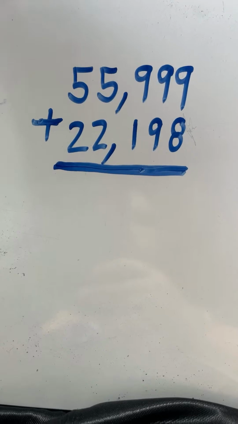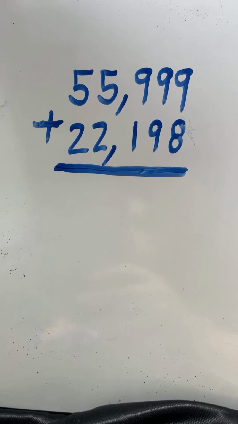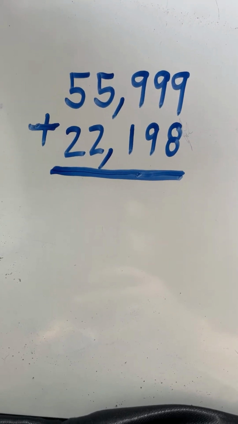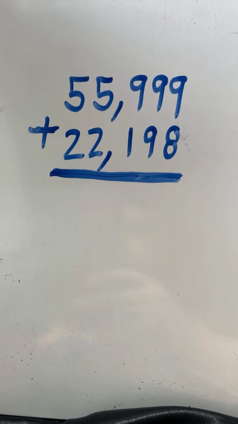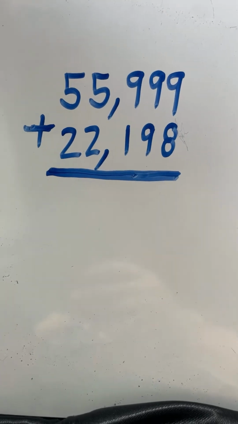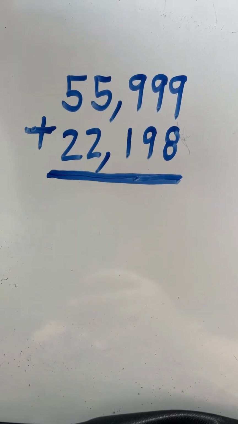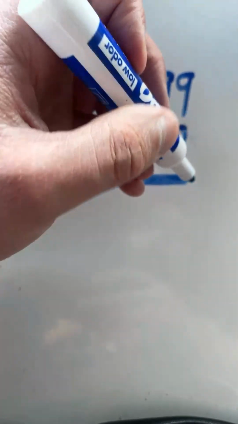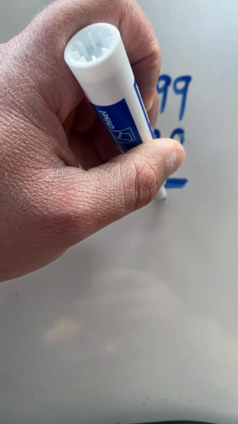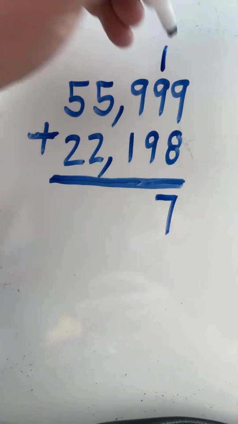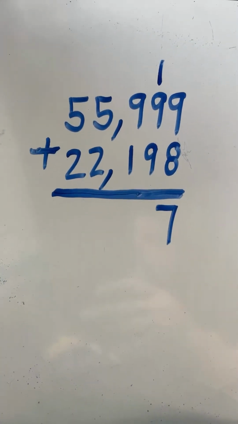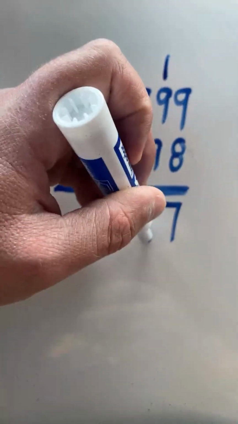All right, next example problem is 55,999 plus 22,198. So we're going to start in the ones place. 9 plus 8 equals 17. 7, carry the 1. 9 plus 9 equals 18, plus 1 equals 19. 9, carry the 1.